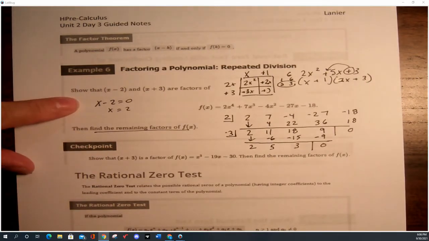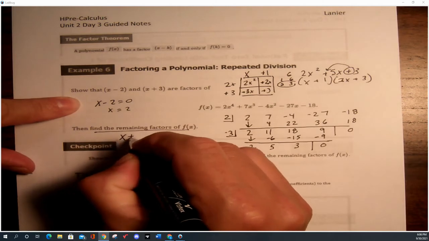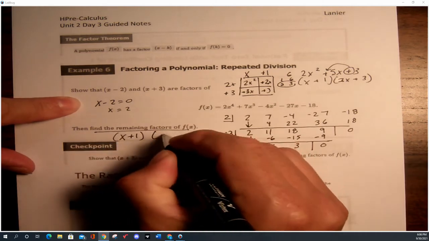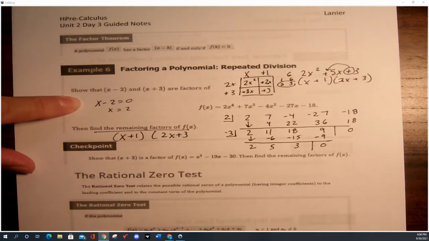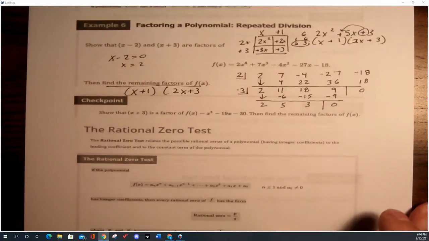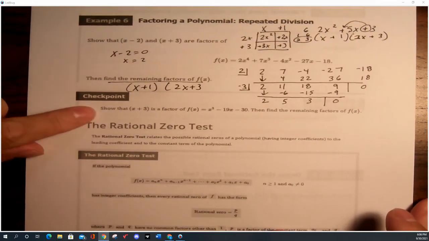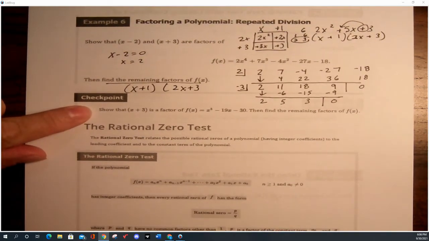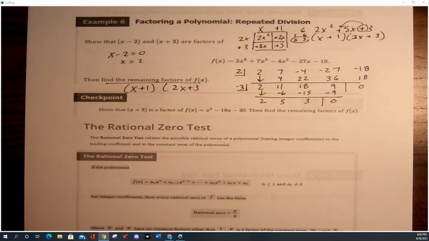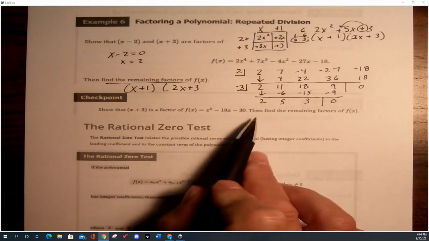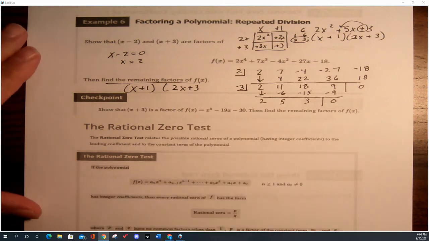Okay, so we found the remaining factors. The remaining factors are x plus 1 and 2x plus 3. You can pause the video and work on that. All right, now that we're back, we can talk about this later on.